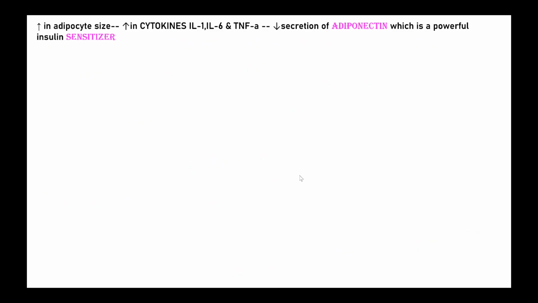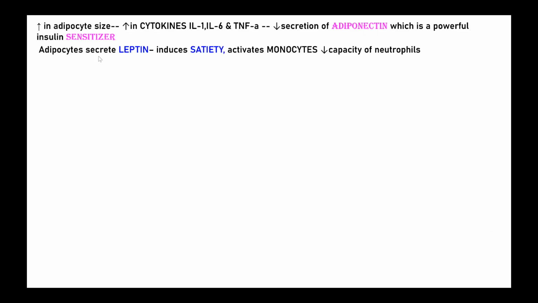How it happens is that an increase in adipocyte size increases the cytokines interleukin 1, 6 and tumor necrosis factor alpha, which decreases the secretion of adiponectin, a powerful insulin sensitizer. So that is the main reason for insulin resistance, decreased secretion of adiponectin. Adipocytes also secrete leptin, the hormone of satiety. So a decrease in leptin makes you feel hungry all the time and eat more and more, because you don't feel satisfied at all.